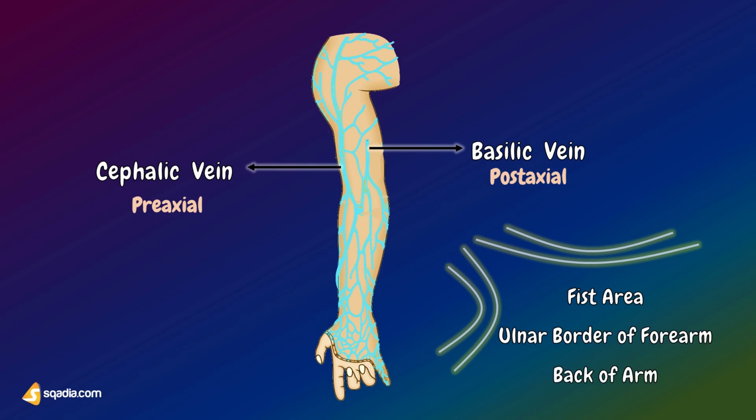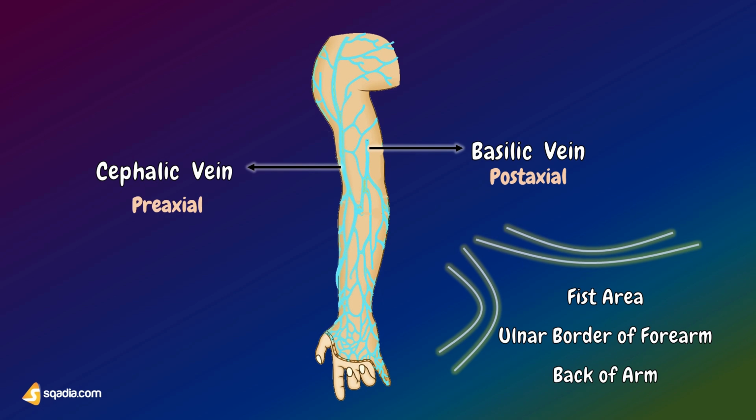Some points to keep in mind here is that the superficial veins are absent in the palm, that is the fist area, along the ulnar border of the forearm, and in the back of the arm and trapezius region. This makes the course of the vein spiral from the dorsal to the ventral surface of the limb.